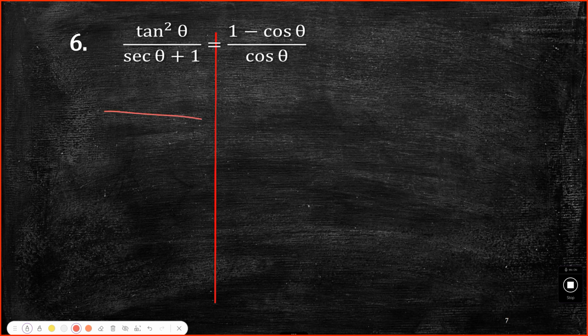Yes, I'll go with that one. Tangent square theta plus 1 equals 1 minus secant square theta. Is that what it is? We got tangent square theta plus 1 equals secant square theta. So tangent square theta will be secant square theta minus 1. Yes, I got that backwards. It's supposed to be secant square theta minus 1.